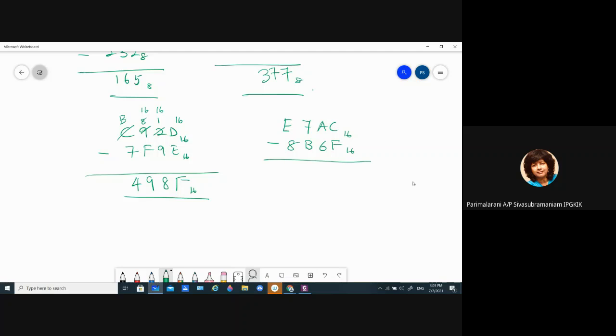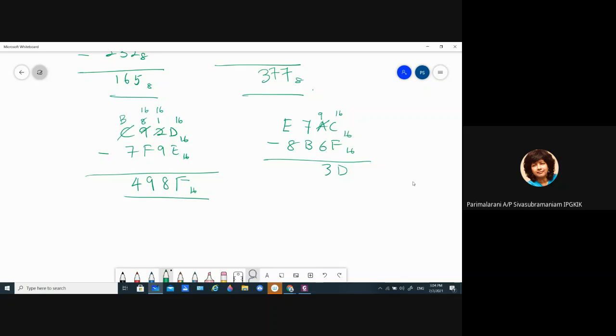Okay, so C is smaller than F. Okay, C is earlier than F in the alphabet system. So C is smaller, so cannot minus. So we need to borrow. So A is 10, we know. So what is left behind is 9. So when borrow over, we have 16. 16 minus 15 is 1. So C plus 1 is D. Okay, C and 1 more is D. So we have 9 minus 6 is 3.